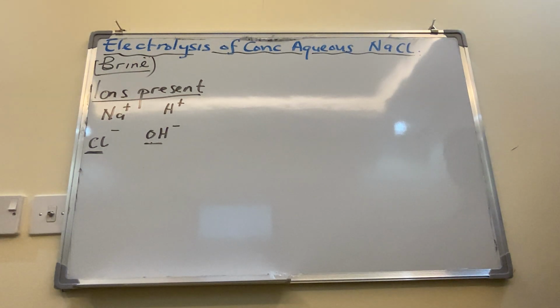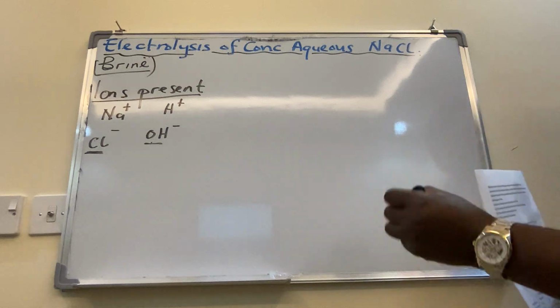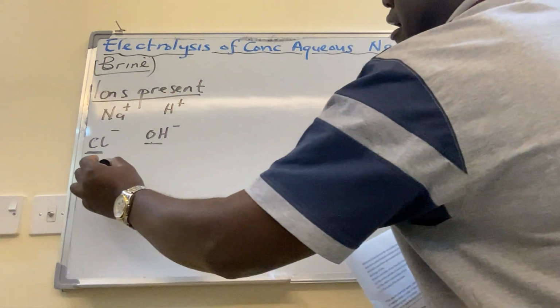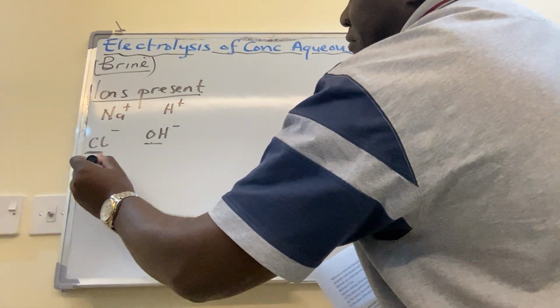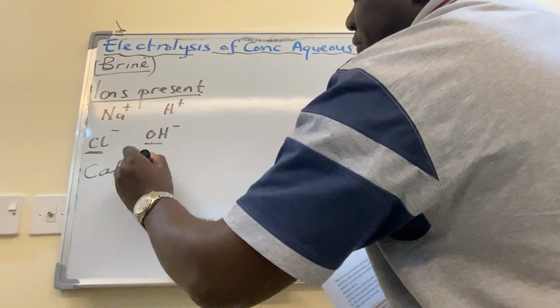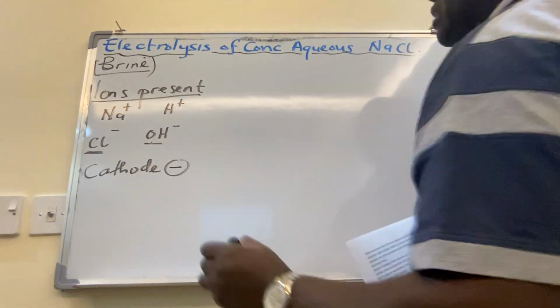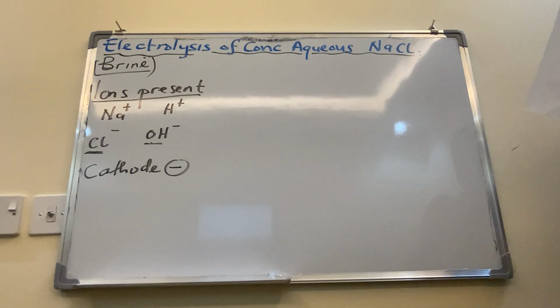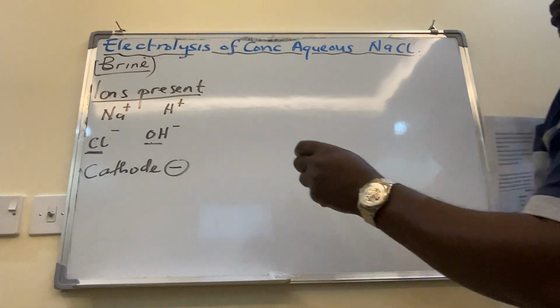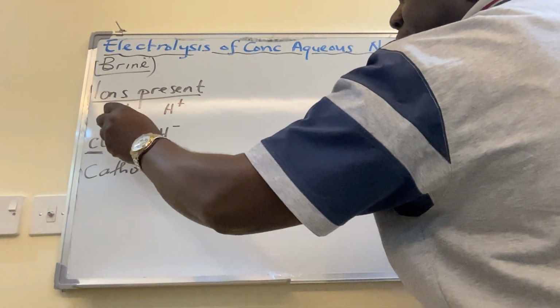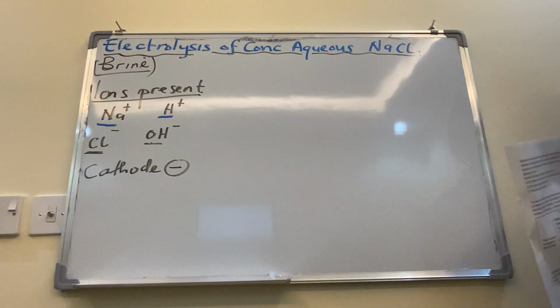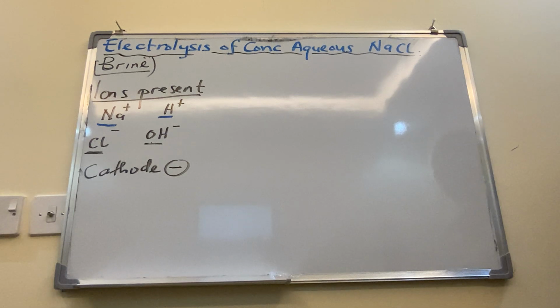So let's look at what happens at the cathode. To start off with, our cathode is negatively charged. If you look at the ions that we are given here, 2 ions are going to migrate to the cathode. Which 2 ions? The Na+ and the H+ ions both migrate to the cathode, but only one is going to be discharged.